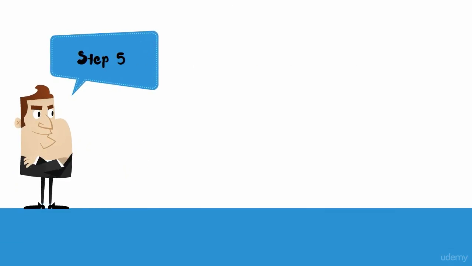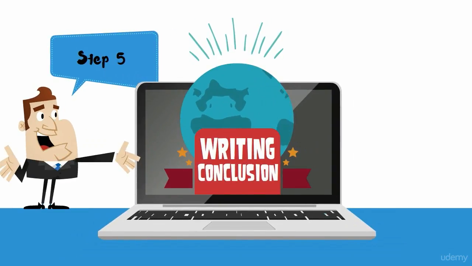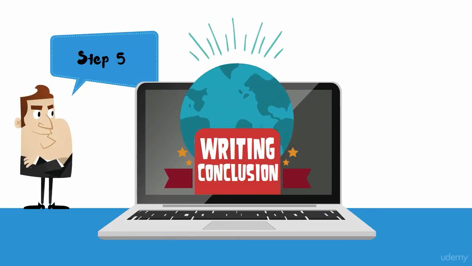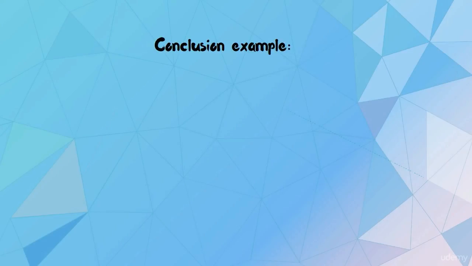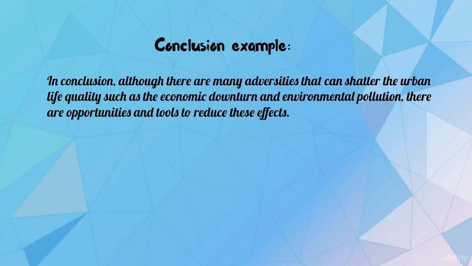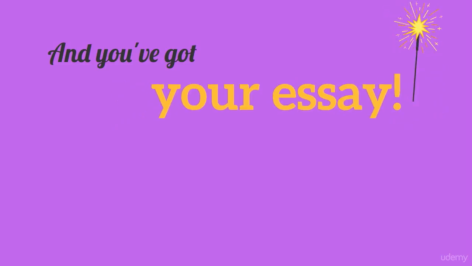The last step is to write the conclusion. In the conclusion, your task is to summarize what you have written in the rest of your essay. Here's one of the samples. In conclusion, although there are many adversities that can shatter the urban life quality, such as the economic downturn and environmental pollution, there are opportunities and tools to reduce these effects. And then you've got your essay.